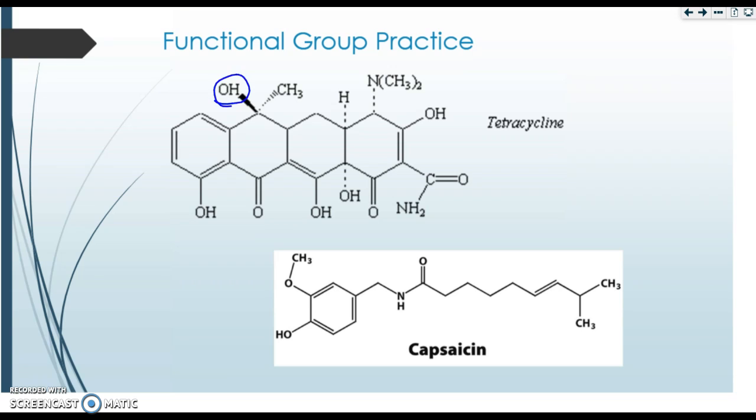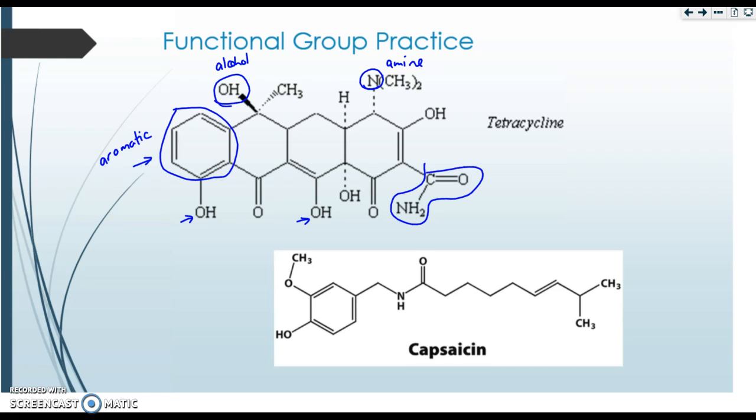Hopefully you see the OH right here. There's multiple OHs. Okay, you would circle that and label it alcohol. You hopefully see the aromatic right here. You would circle it and label it aromatic. Maybe you see the N. You would label that as an amine. Here you see an O double bond C with an N, so it's the amide. Here you see just a double bond, so that's an alkene. And here you see an O double bond C connected to other C's, so that would be a ketone.